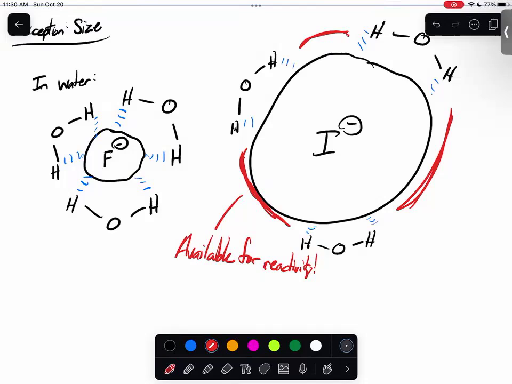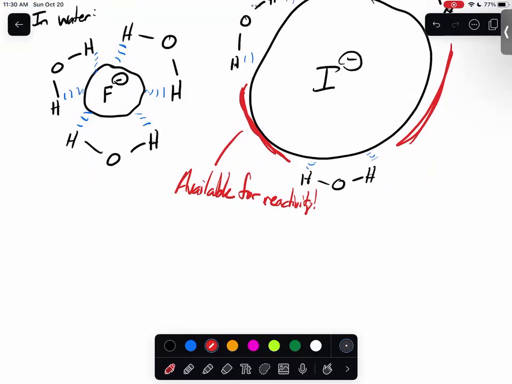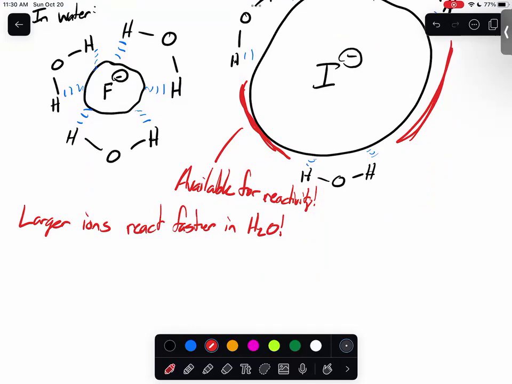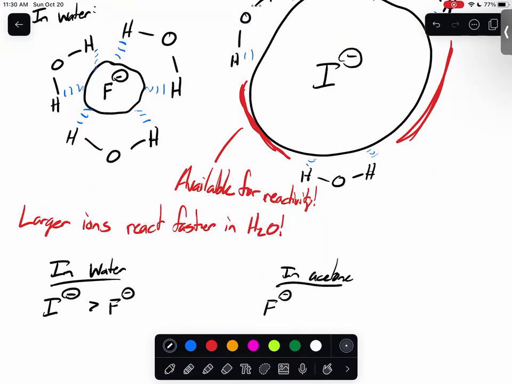So what this means is larger ions react faster in water. Okay? And so in water, iodide is a better nucleophile than fluoride, but in acetone, it's actually the opposite, where fluoride is a better nucleophile than iodide. Right? So what this tells us is that nucleophilicity is also solvent dependent.